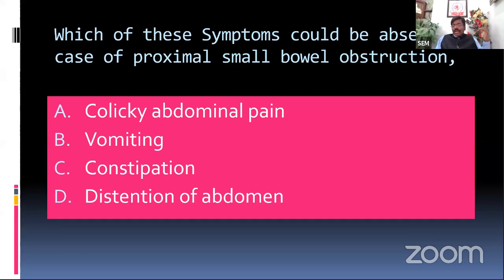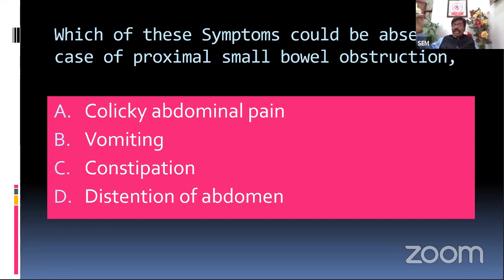Okay. Go back to that slide. I showed you a tabular column with the 4 cardinal differences between the proximal and distal small bowel obstruction. Like radiologically, I told you 1, 2, or 3 fluid levels in a proximal small bowel obstruction. In distal small bowel obstruction, there will be 6, 7, 8 fluid levels.